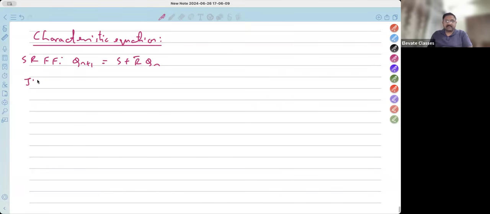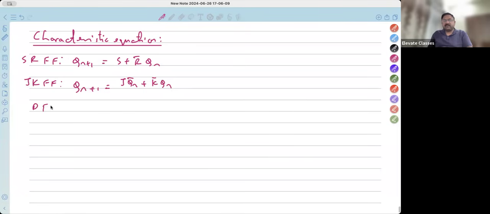Next, what was it for a JK flip-flop? This is very, very important. Many times there's a question here. JK flip-flop के लिए क्या था? Qn plus 1 is equal to J Qn bar plus K bar Qn.